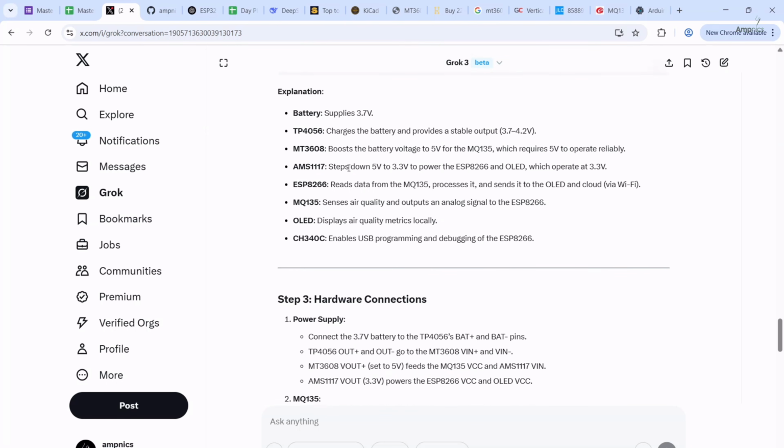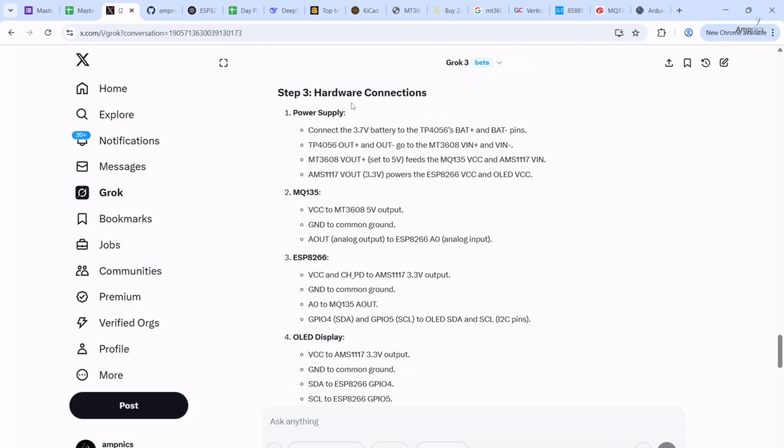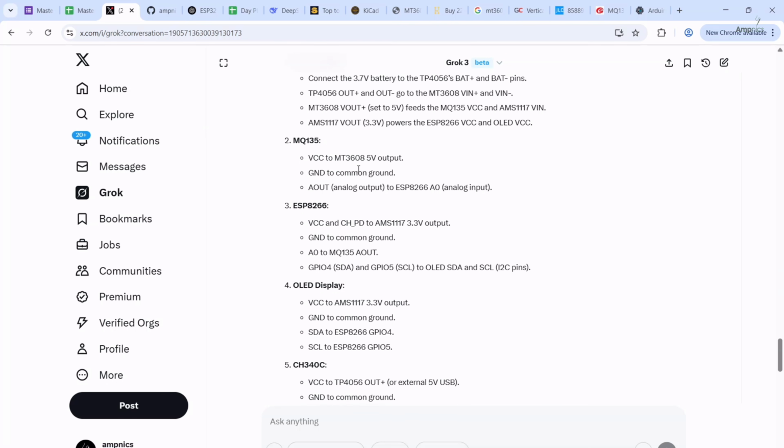Well, I'm not interested in this explanation, you can check it. Okay, and we have hardware connections also. So we can see, connect the battery with the TP4056, which is correct. Then we have analog output of MQ135. We have to connect it to A0 exactly. In ESP8266 we have only one analog pin, which is A0, so we will follow that one only.